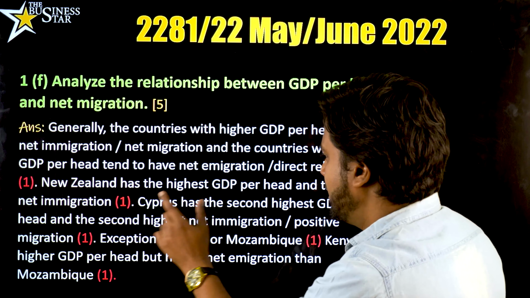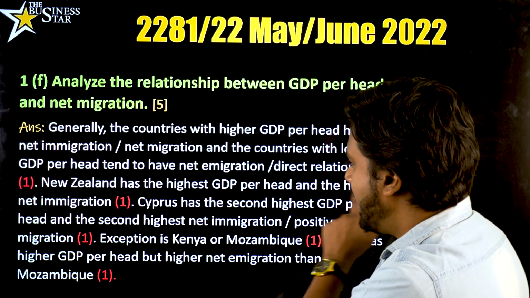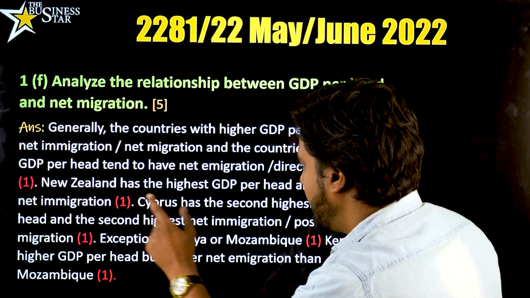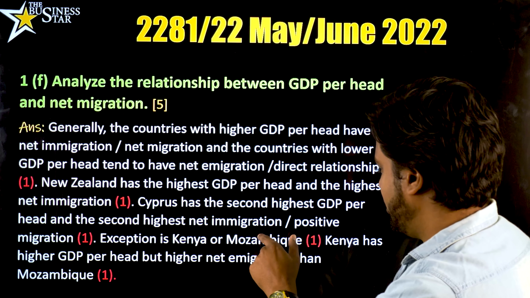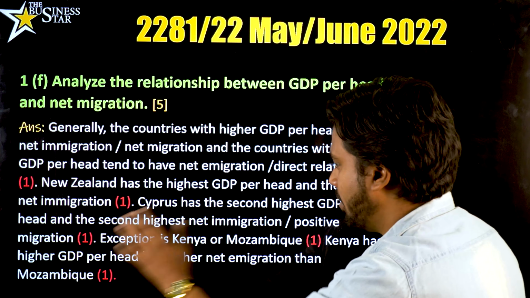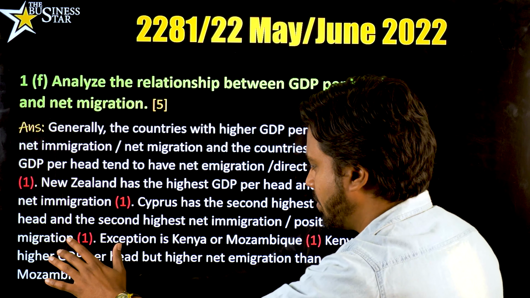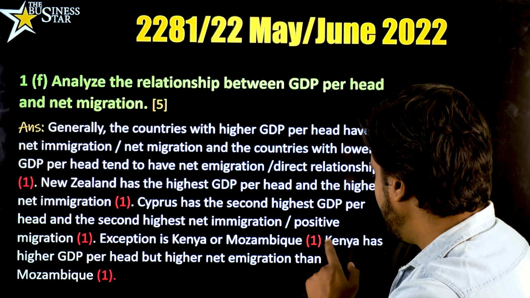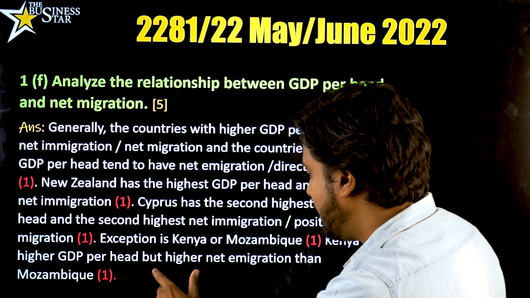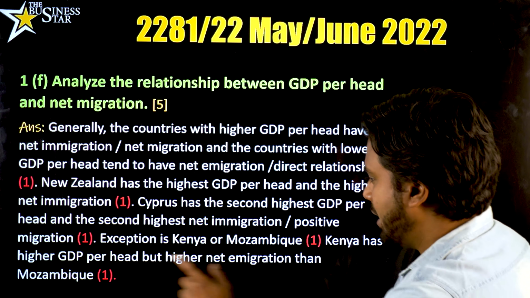Furthermore, New Zealand has the highest GDP per head and the highest net immigration. Cyprus has the second highest GDP per head and the second highest net immigration. So again, there's a positive relationship or there's a positive migration. However, there's an exception. The exception is Kenya or Mozambique. Kenya has higher GDP per head but higher net emigration than Mozambique.